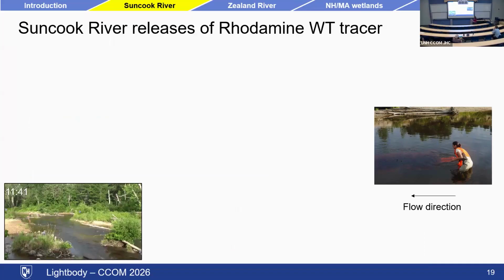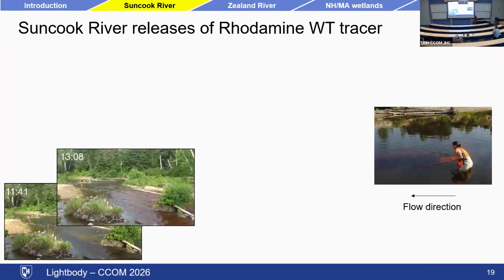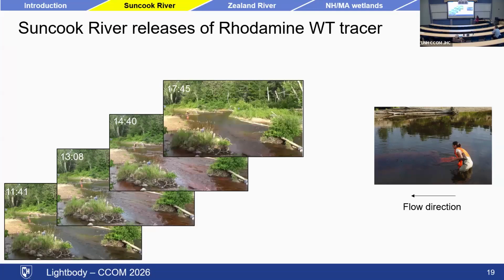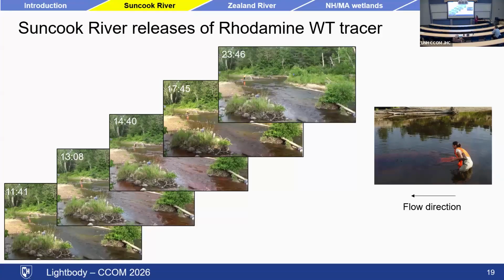11 minutes later, we couldn't really see the rhodamine yet. By 13 minutes, you can maybe see that the main channel of the stream is starting to turn a little pink. At 14 minutes, not only was the main channel pink, but also this sort of off-channel little side area. It took a little bit longer to get there, but it eventually turned pink. By 17 minutes, the main flow of the river was no longer pink, but it was still present in this side area. And then by 23 minutes, we can no longer visually see it at this sampling location.